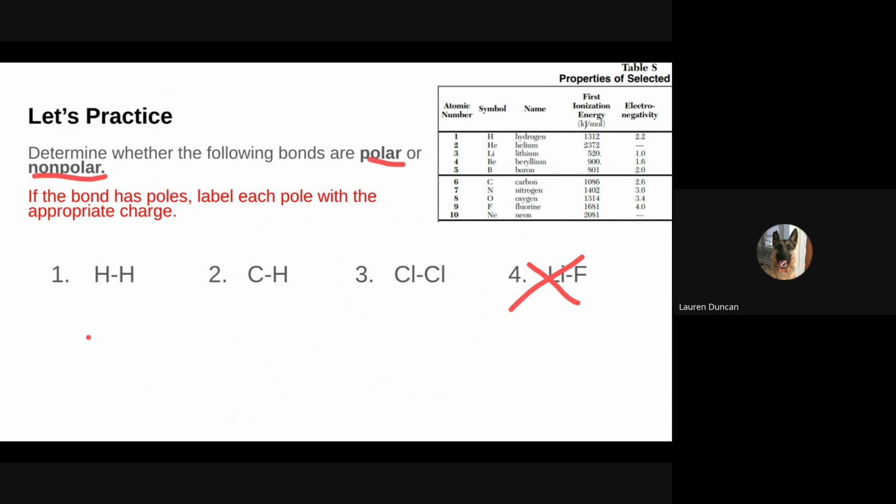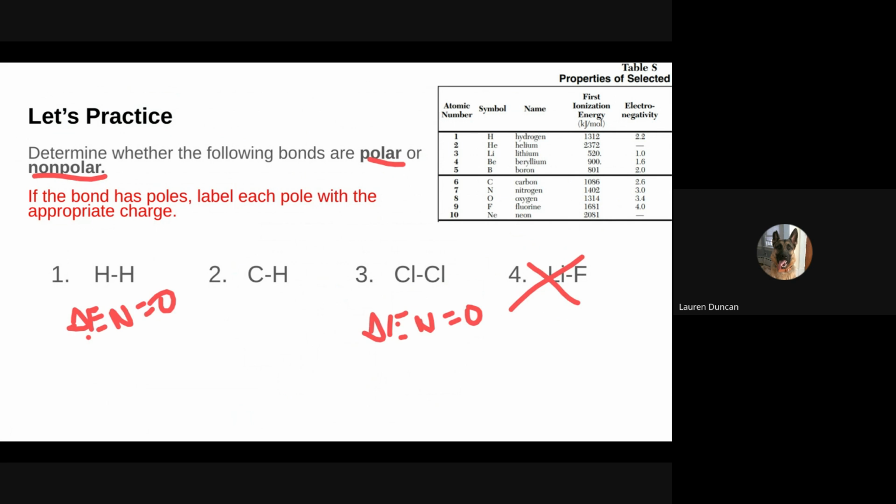There are 2 nonpolar bonds here, ones that won't even have charged poles. They're 1 and 3. Why? Because in 1 and 3, the difference in electronegativity between 2 hydrogens is 0. The difference in electronegativity between 2 chlorines in 3 is 0. Since there's no difference in electronegativity, they're going to share their electrons equally between their atoms. There's no partial positive and negative poles generated. Nonpolar bonds don't have poles.